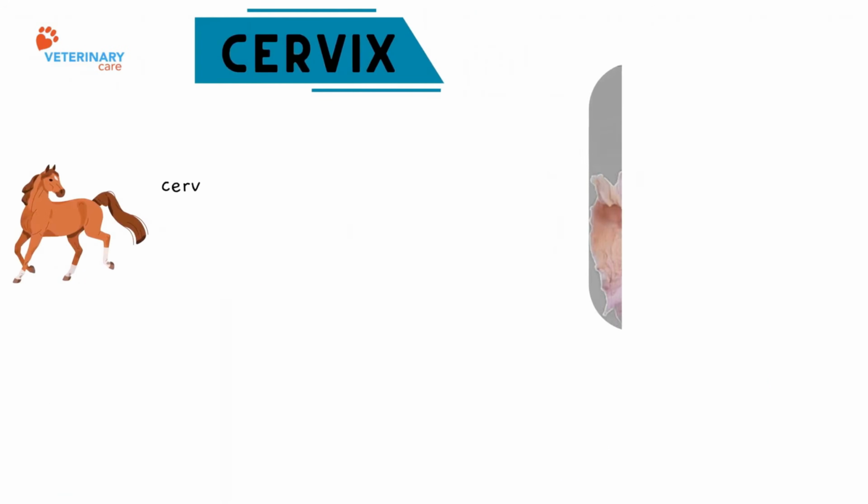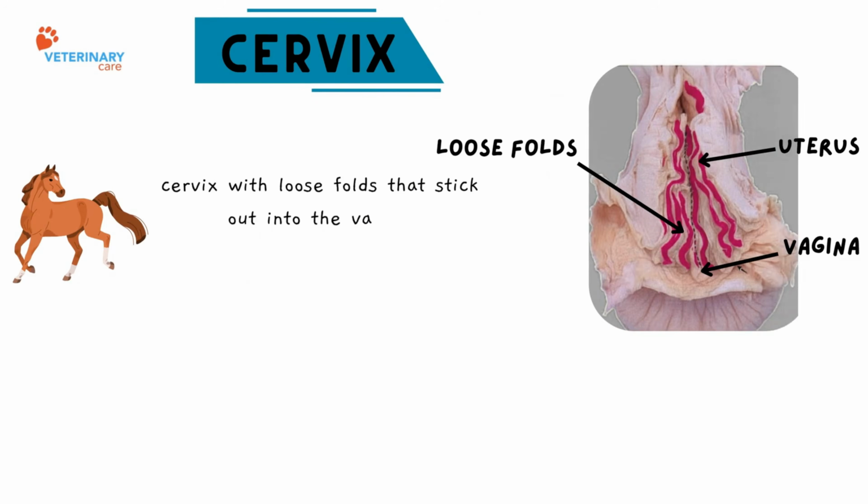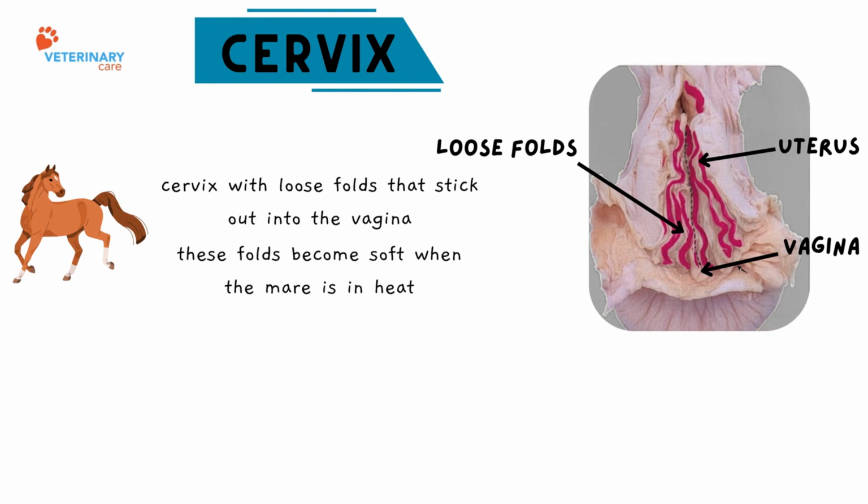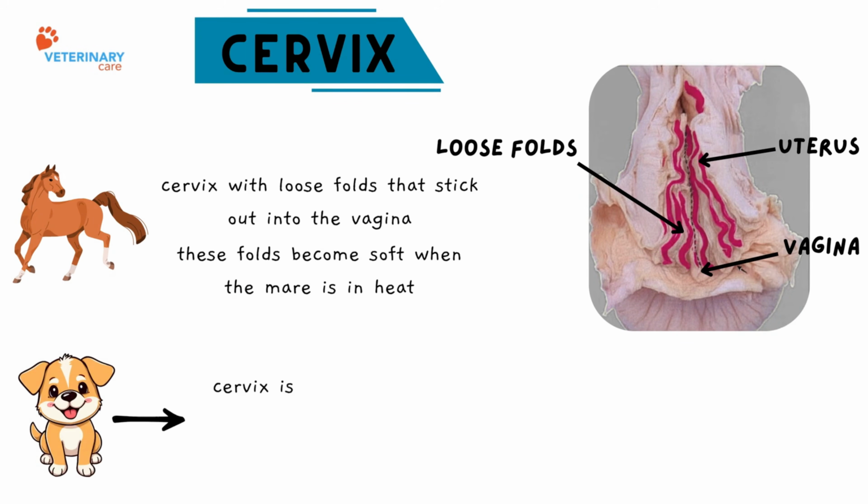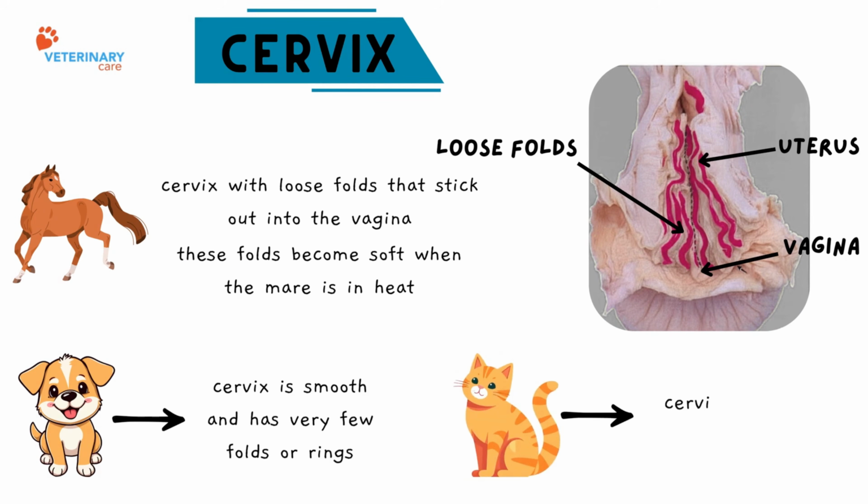Horses have a cervix with loose folds that stick out into the vagina, and these folds become soft when the mare is in heat. In dogs, the cervix is smooth and has very few folds or rings. Similarly, in cats, the cervix is small, thick, and smooth.